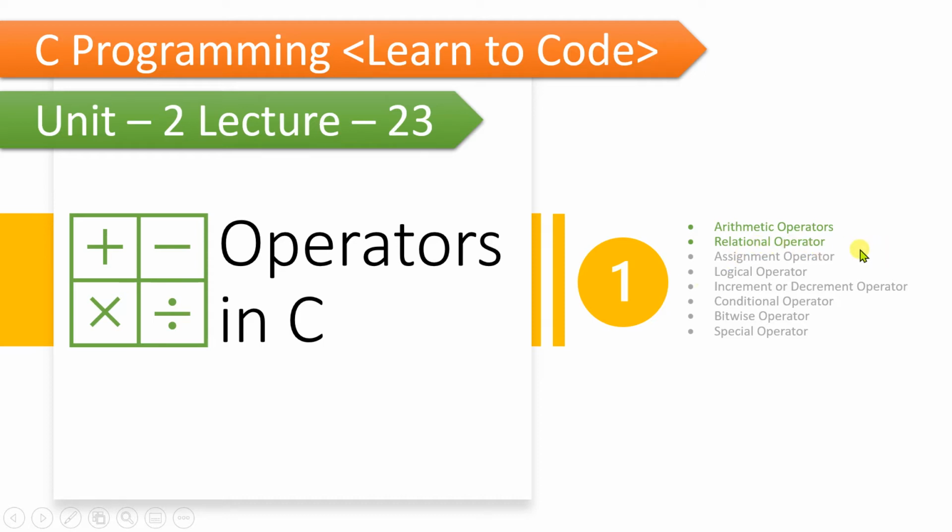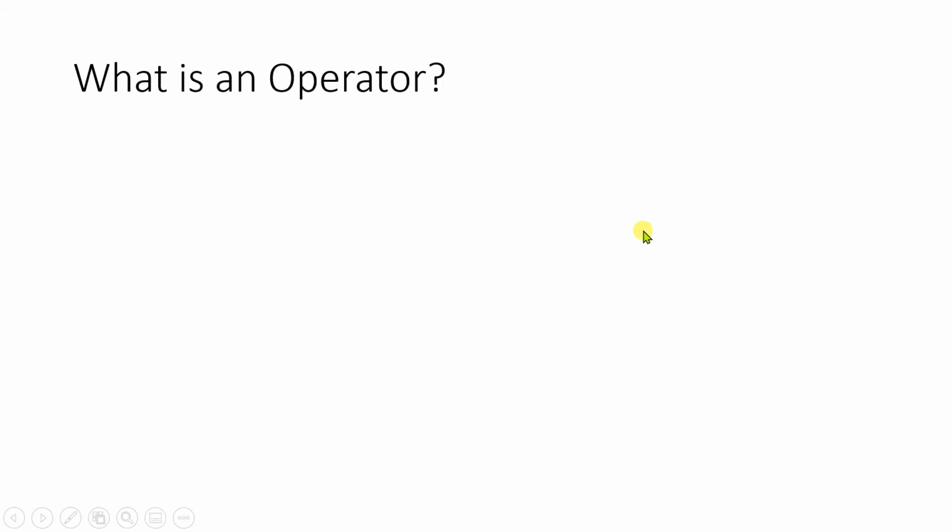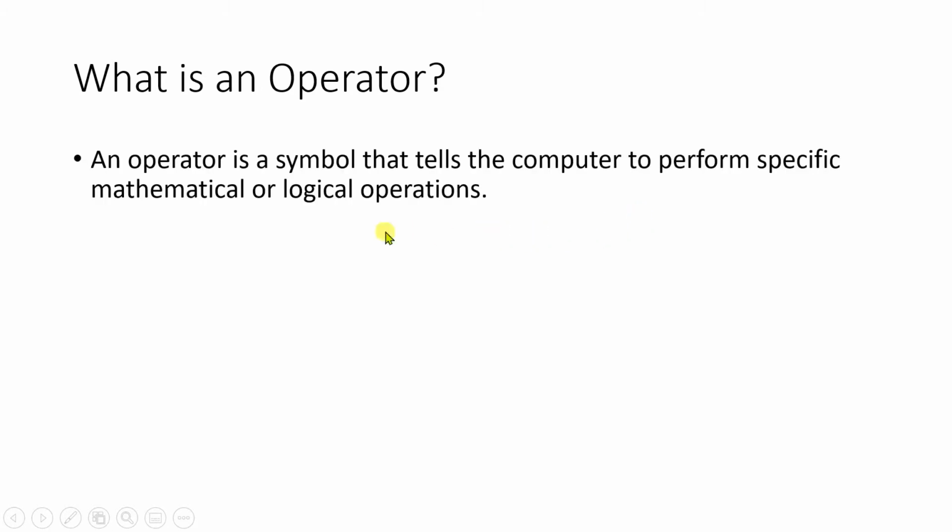So let's begin. Before discussing all those operators, what do we mean by an operator? The definition says an operator is a symbol that tells the computer to perform specific mathematical or logical operations. Any symbol that you use to write your computer program to perform such operations is called an operator.